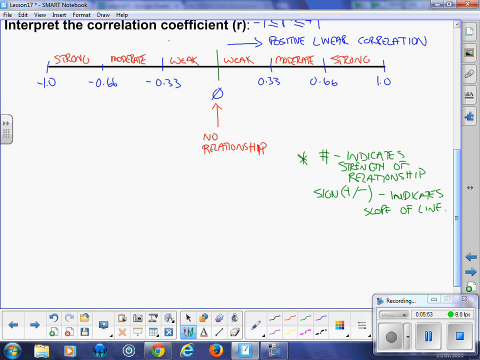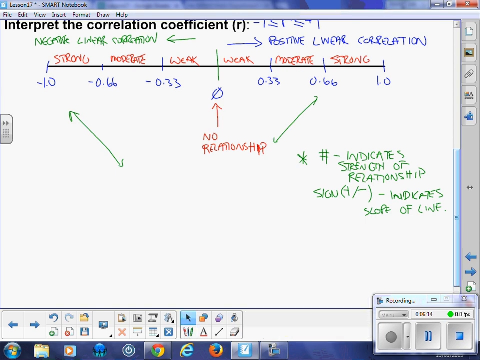If we go the other direction, we are calling that a negative linear correlation. All the positive and negative is doing is telling us the slope of the line of best fit. There is a negative slope and a positive slope. So it's okay to get negative values. It still means it is linear. It's that number that indicates the strength, so 0.7, negative 0.7, and so on and so forth.